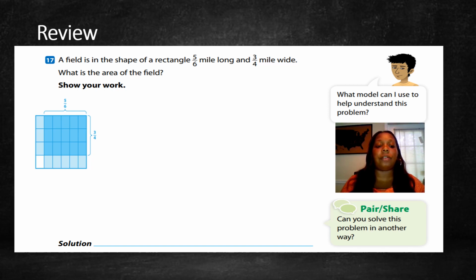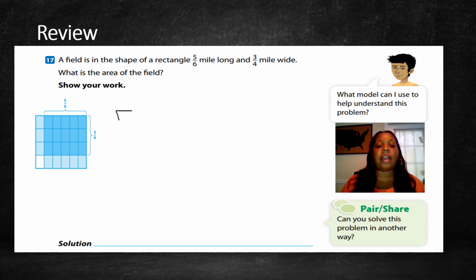So as you can see, right here I inserted a model. If we show 5/6, that's 5 out of the 6, so there's 1, 2, 3, 4, 5, 6. We shaded in 5 of them, right? And then there's 3/4, so there's 1, 2, 3, 4. We shaded in 3 of them. We want to find out how many is in this space where we overlapped, okay?